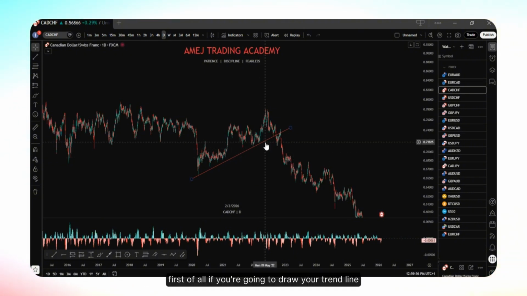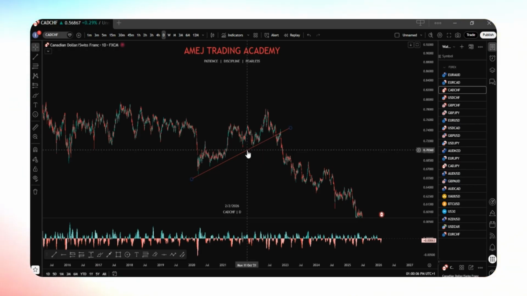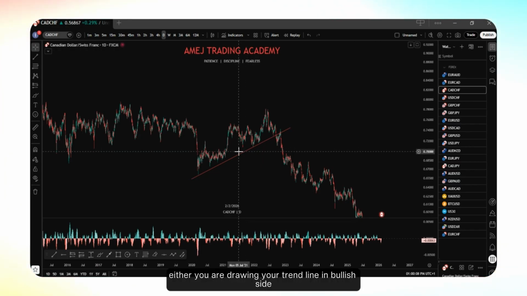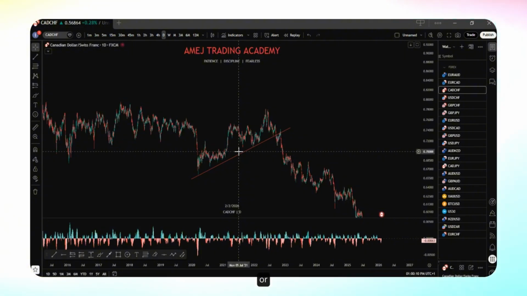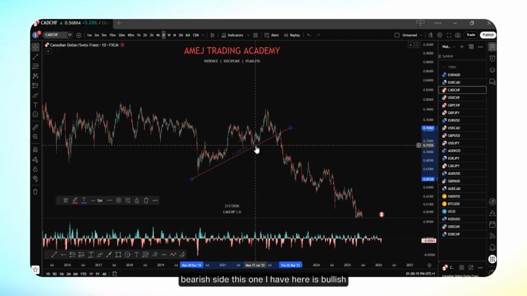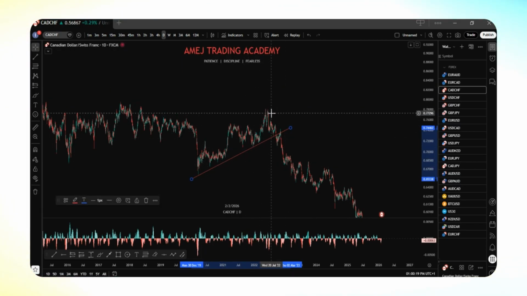First of all, if you're going to draw your trend line, you draw your trend line by the right hand. Your trend line should be on the right side, either you are drawing your trend line on the bullish side or the bearish side. This one I have here is bullish. Market is bullish from here. We can all see it.